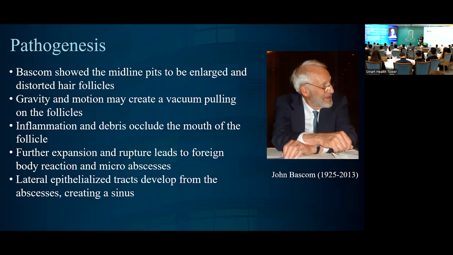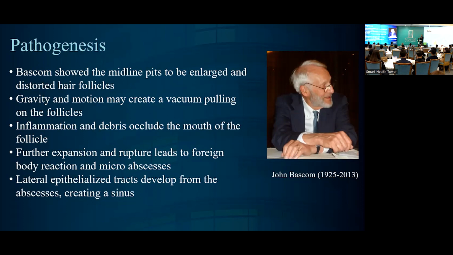Bascom, as Dr. Omar mentioned, argued that the initial pathogenic event was actually the enlargement of a hair follicle. This hair follicle would start to accumulate keratin debris, and then also secondary hair that is shed from the head. This hair will accumulate within it. It will incite an inflammatory reaction, and then you can develop secondary infection, abscess in the tracts.